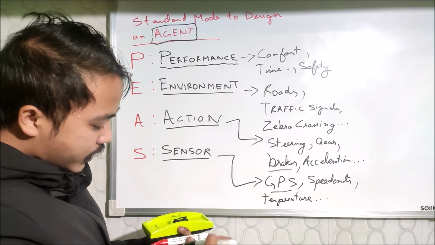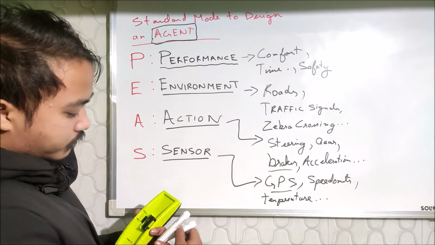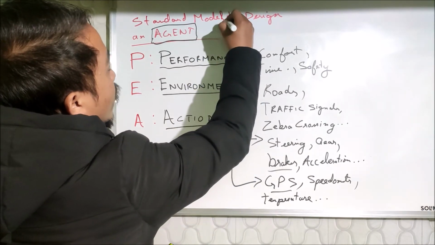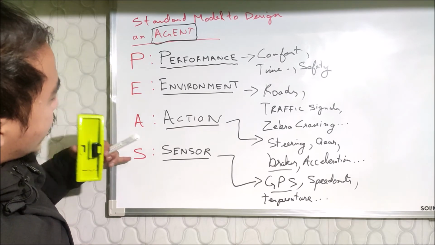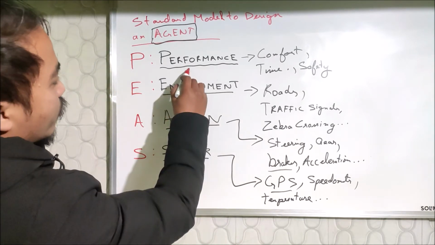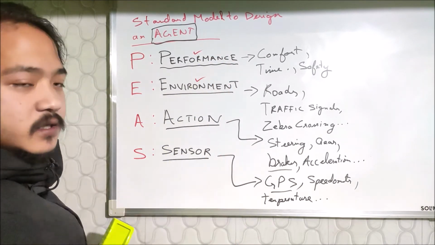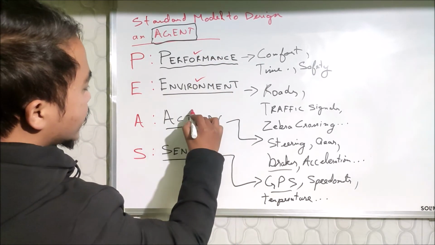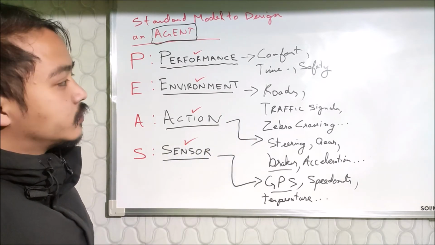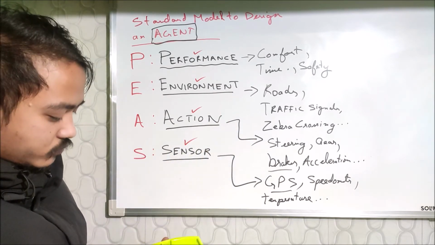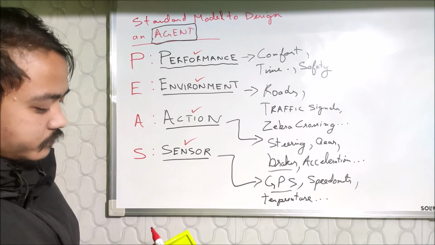So I can conclude that the standard model to design an agent is PEAS, where P stands for performance, E stands for environment, A stands for action, and S stands for sensor. I hope you understand this model.